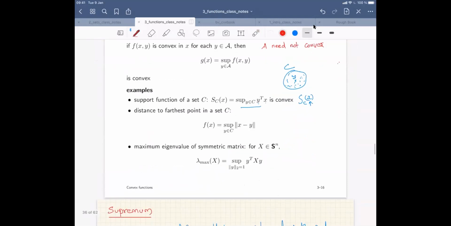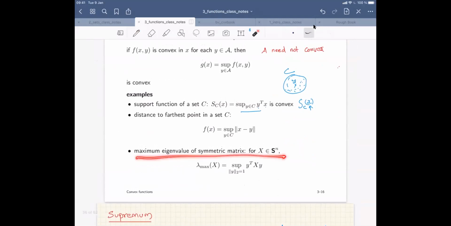Another example is the maximum eigenvalue. This is a very interesting function: the maximum eigenvalue of a symmetric matrix. We have a symmetric matrix X, and the function f of X is given as follows: you take all the eigenvalues of X and pick the maximum one. This is not an easy function. If you are given a 100 by 100 matrix, you find all the eigenvalues and the maximum eigenvalue. You cannot do it on paper, or maybe even in MATLAB, it is very difficult as the size of the matrix increases.